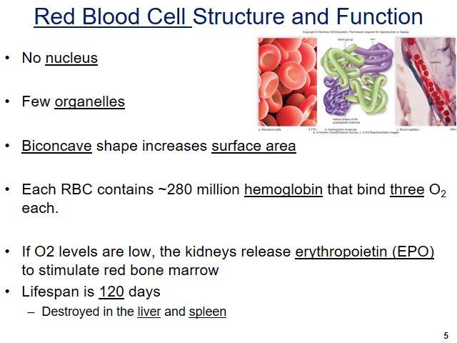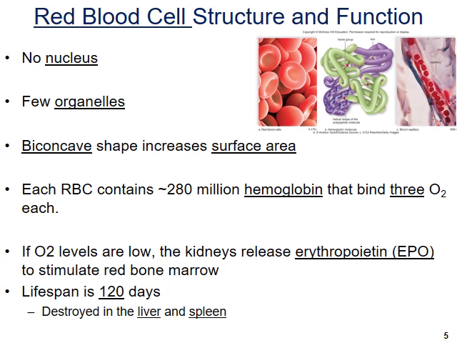Shape-wise, they have a biconcave shape. When we think of it, it's almost a donut, except that it's not an actual hole in the middle. It's just as if you had pinched down on it with your thumb and your forefinger, so it's very thin. That biconcave shape increases the amount of surface area that the red blood cell has, and that's going to be really useful for gas exchange. The more surface area you have, the more oxygen can come in and out, and the more CO2 can come in and out, and that's going to help blood transport a lot of gases.